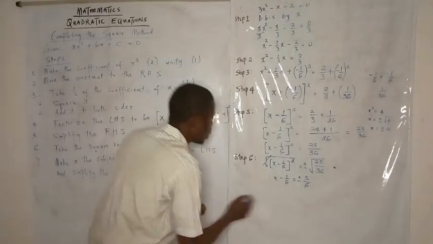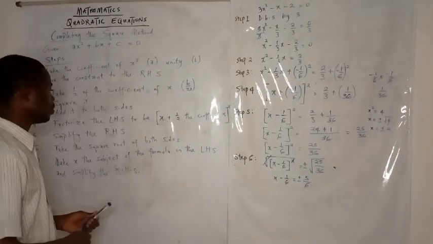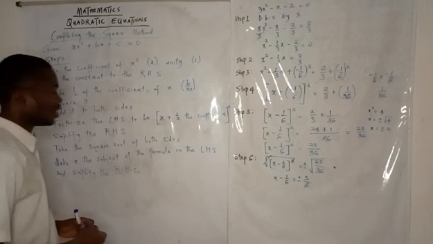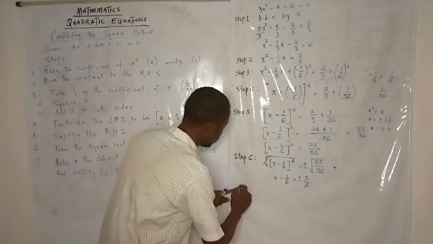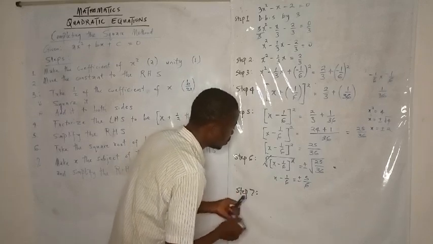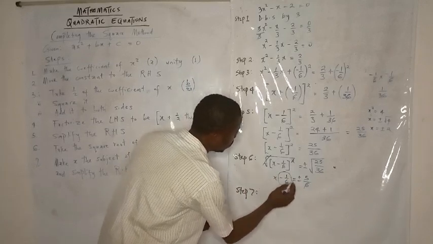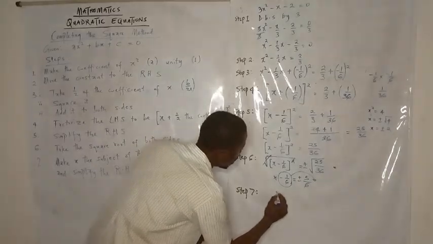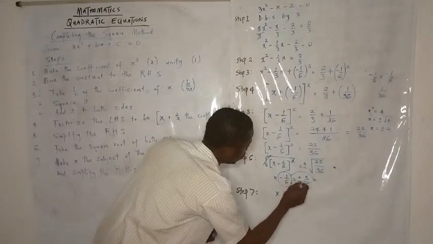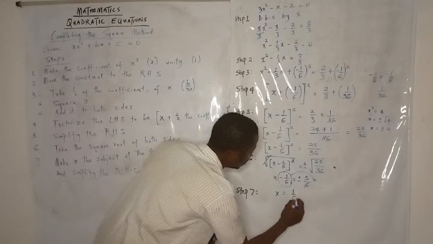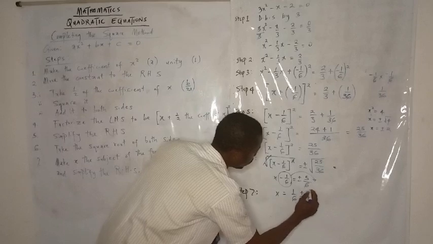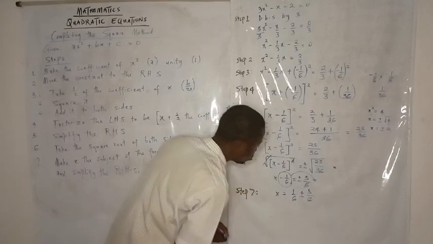And so step 7 now says we should make x the subject of the formula on the left hand side, and we simplify the right hand side. So we come to step 7, and then we make x the subject of the formula. So we move this to the other side. So x will be equal to, when minus 1 over 6 crosses over, it will become 1 over 6, minus will change to plus, plus or minus 5 over 6.